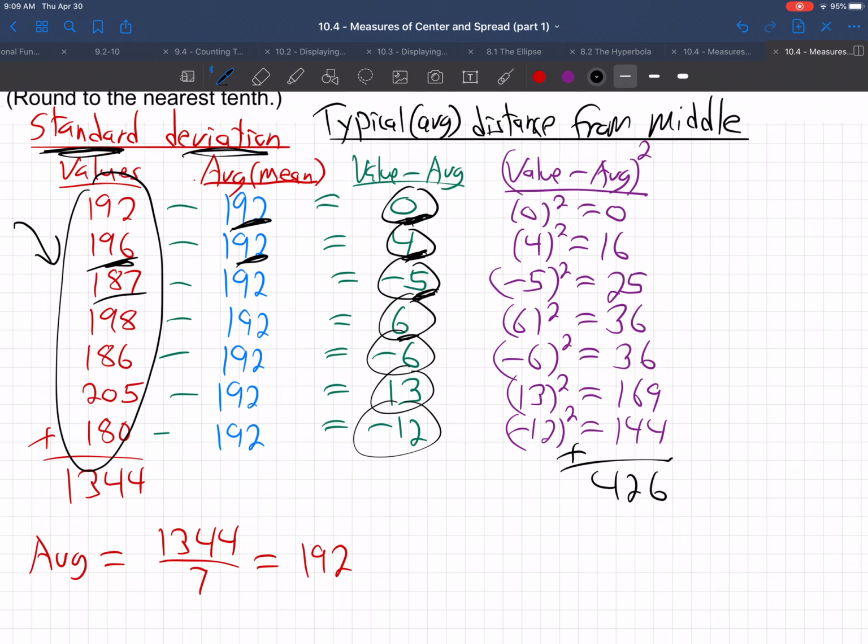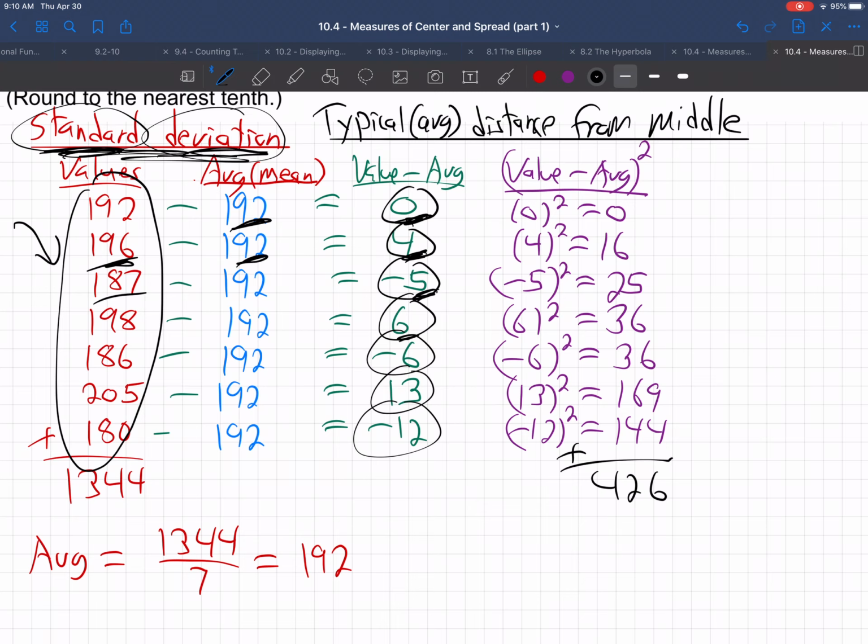Are they way spread? Are there people that weigh 290 pounds and people that weigh 101 pounds, and there's this gigantic spread, or are they all kind of clumped around the middle? What's the spread? That's what standard deviation is. It's standard, typical deviation, distance from the middle. How far are people from the middle typically, on average?